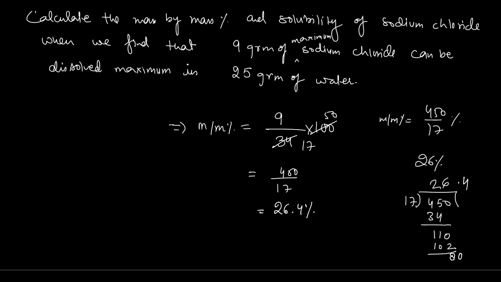And solubility is correct. Solubility is simple: you need to write the mass of solvent, 9 upon 25 into 100, and you cut it, you will get 4, and 4 multiplied by 9, you will get 36. Okay, 36 is the solubility of the ethanol, sorry, sodium chloride. Okay, got it? Or still having some doubt?